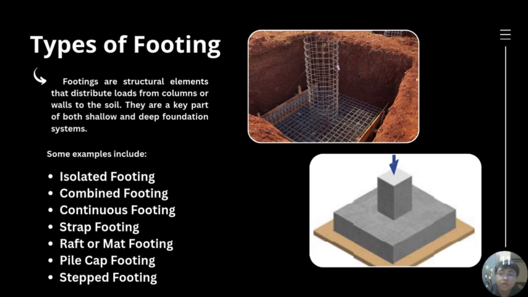So, I'm going to talk about types of footings. Footings are foundations that transfer building loads to the soil and include types like isolated footing, strip footing, combined footing or raft, step, and pile footings. The choice of footing depends on the building's weight, soil conditions, and the structure type.